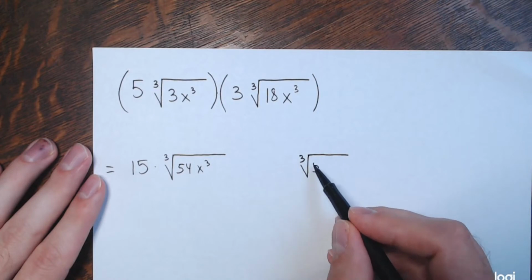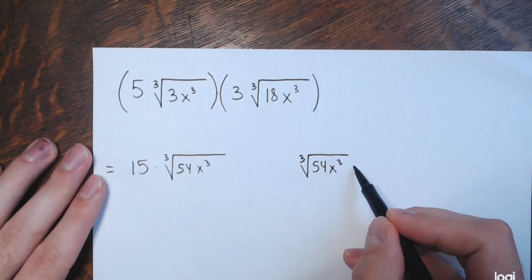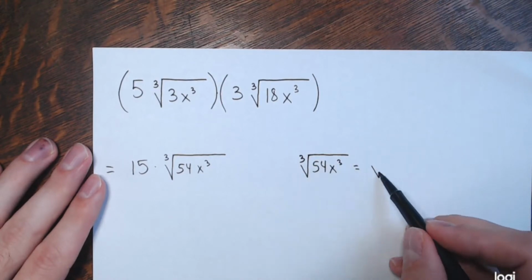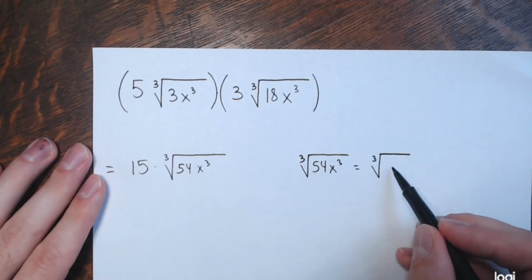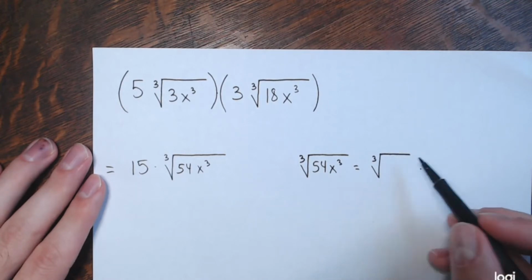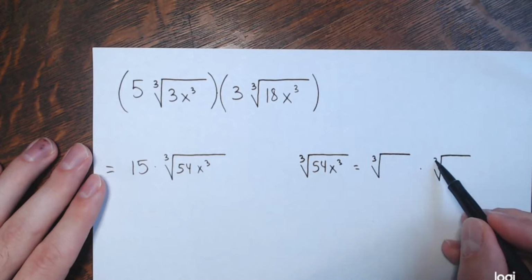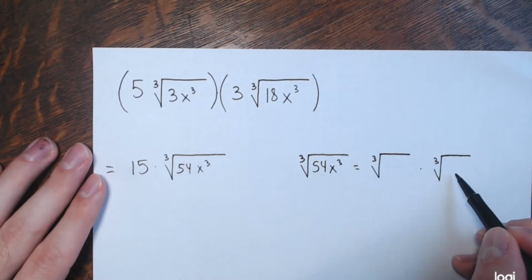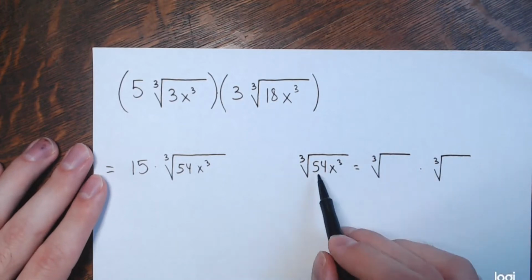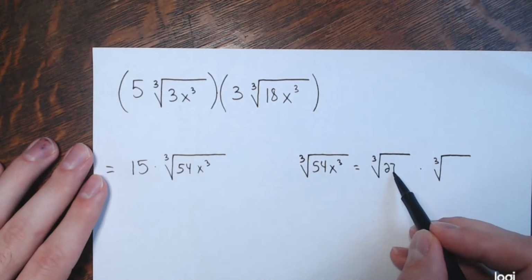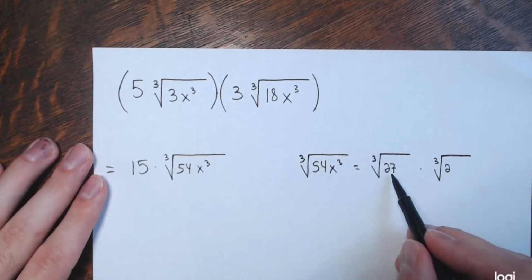Now the cube root of 54x cubed. We're going to break this up into the cube root of a cube, third powers, times the cube root of some non-cube. Now 54 breaks up into 27 times 2. 27 is 3 cubed, a perfect cube. 2 is not.